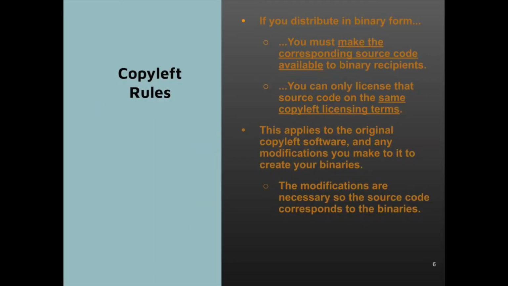Copyleft can be boiled down to two conditions. If you distribute the software in binary form, you must make the corresponding source code available to the binary recipients. And you can only license that source code under the terms of the same copyleft license. This applies to the original copyleft software and to any modifications that you make to it to create your binaries. The modifications are necessary so the source code will correspond with the binaries. The purpose of copyleft is to enable recipients to change, improve, and maintain the software if they want to. For that, they need access to the source code.